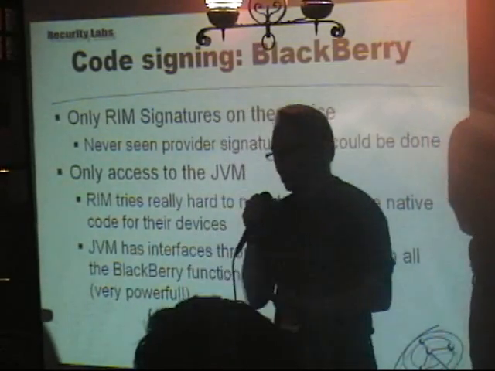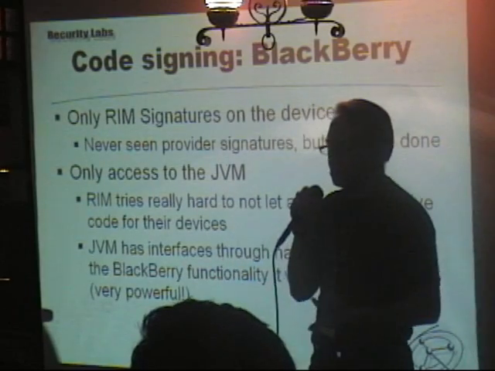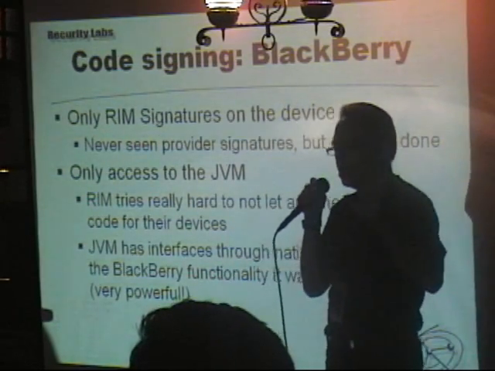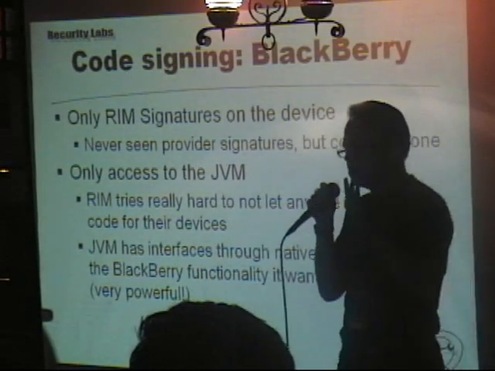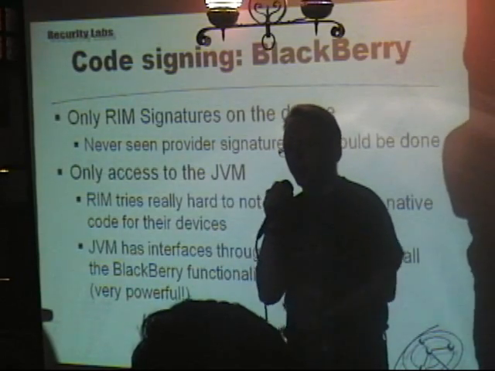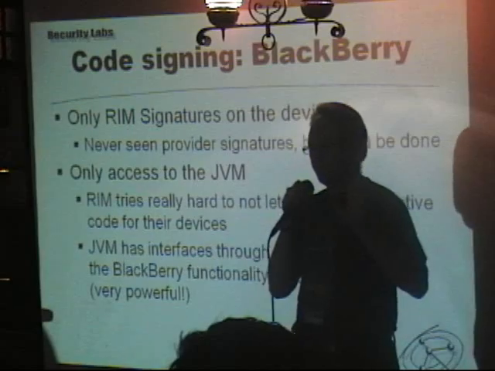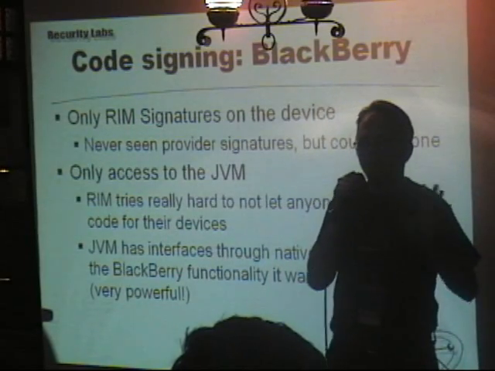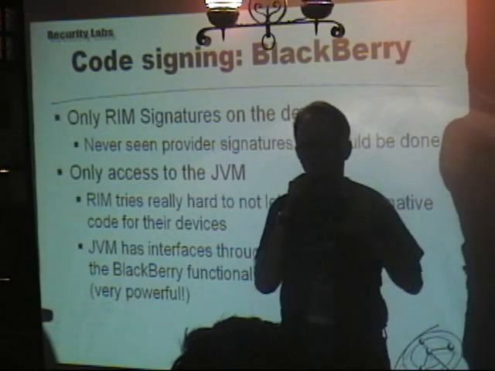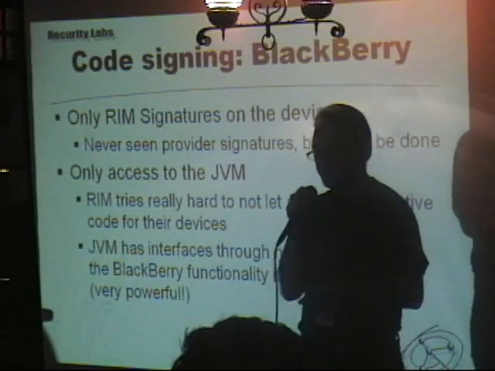So how does it work on BlackBerry? BlackBerry is the most restrictive environment, I can say right up front. RIM is the only company that can actually give you a signature to run code on a BlackBerry. No matter where you bought the BlackBerry, it could be that, if you have a T-Mobile BlackBerry, there is also a T-Mobile signature in it, but it's highly unlikely that this will ever be used.